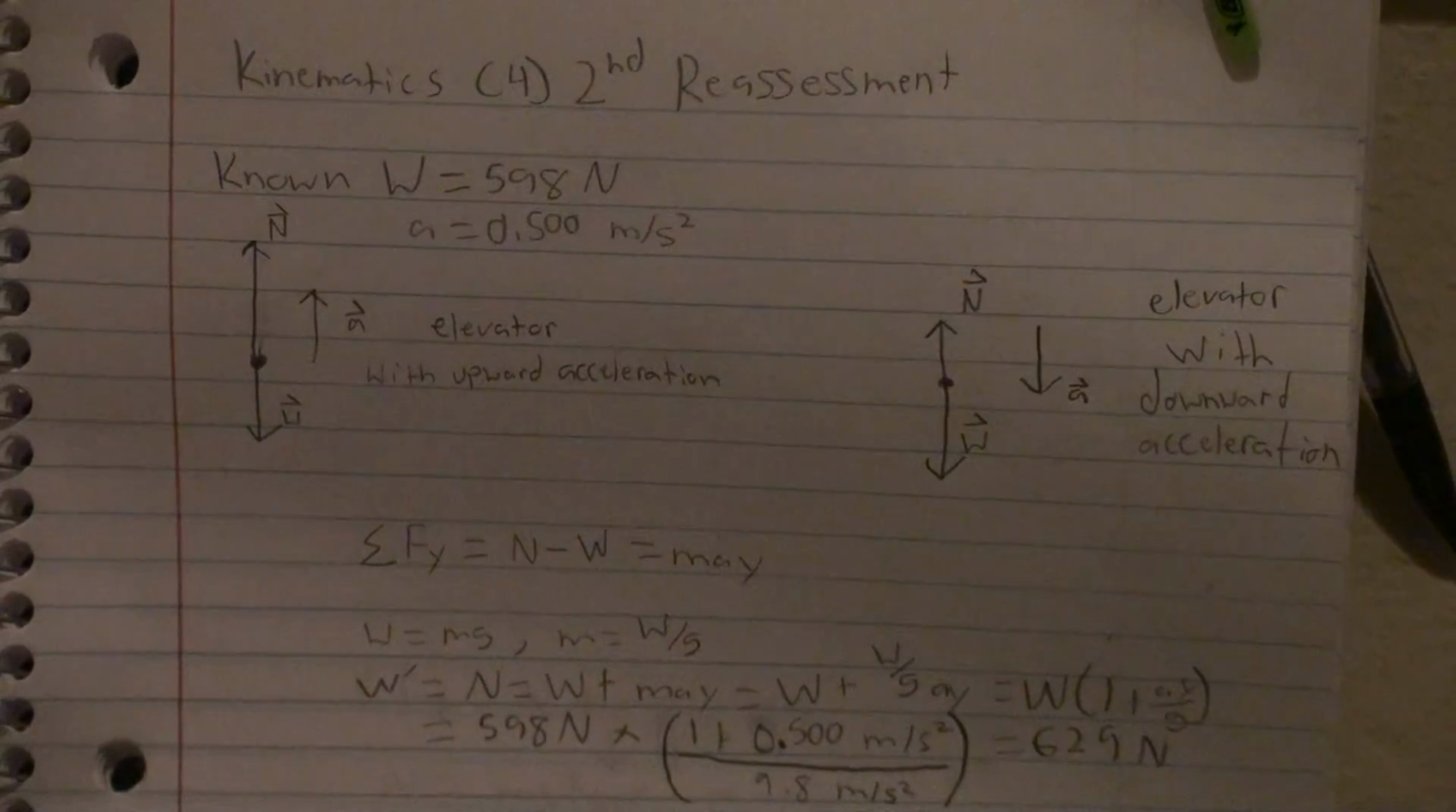Now, part A is the passenger is on the first floor and has pushed the button for the 15th floor. The elevator is beginning to move upward. Part B is the elevator is slowing down as it nears the 15th floor.